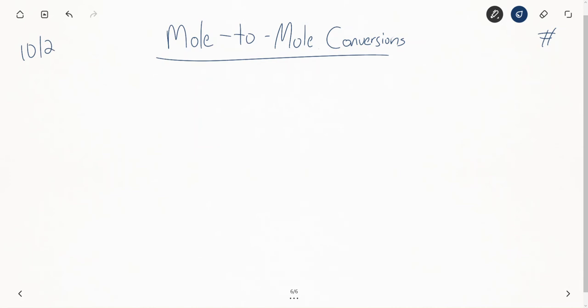Okay, so in mole-to-mole conversions, the whole point is that we can convert from one substance to another. That's the whole reason we've been trying to get you guys into moles. But what we're going to need first is a balanced equation.